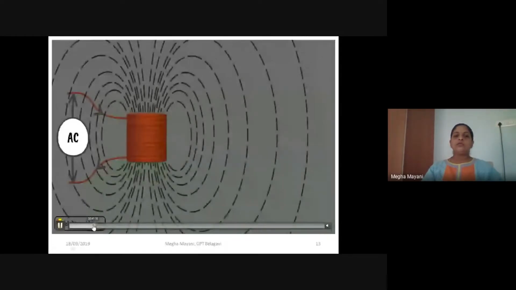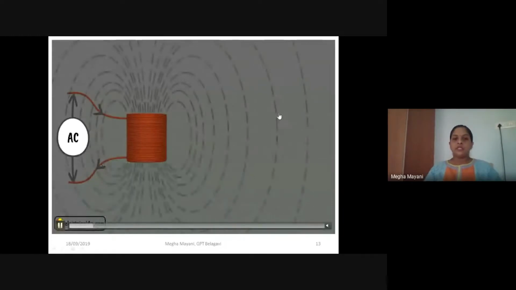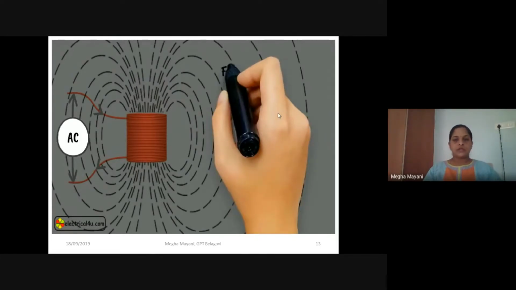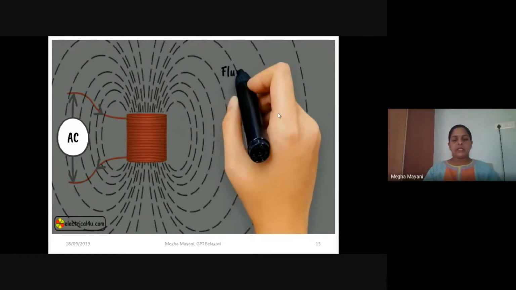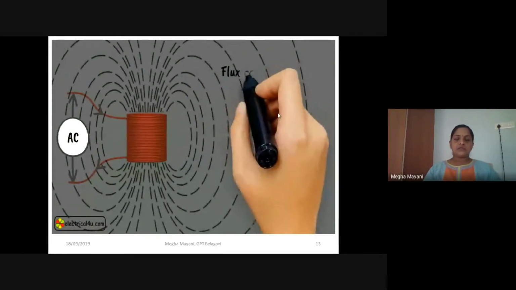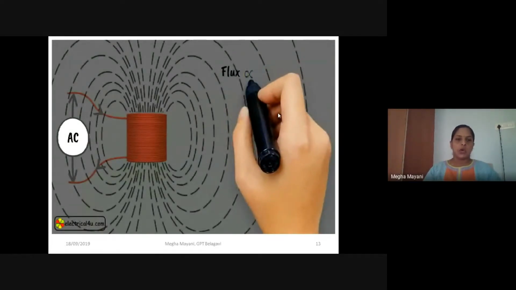So now, we can think of the coil which is wound around the leg of the transformer as a simple inductor. Now, if you try to connect an alternating voltage source to the ends of this inductor, then we have a flux associated with this coil.